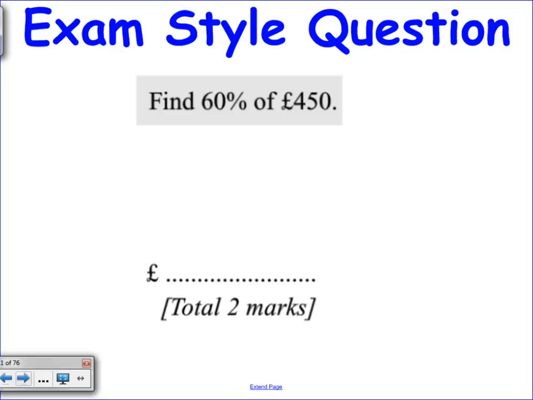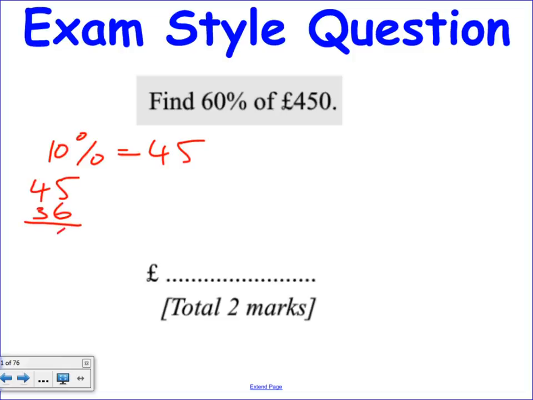Exam style question. What's 60% of £450? 2 marks. Okay? 2 marks, 2 minutes. So where shall I start? What's a good starting point? 10%. 10% rule. Brilliant. Which is? 45. And then? Times by 6. Don't want 10%, I want 6 lots of it. 6 5s, 30, 6 4s, 24, so 270. Yeah? Happy? No problem and no calculator required.